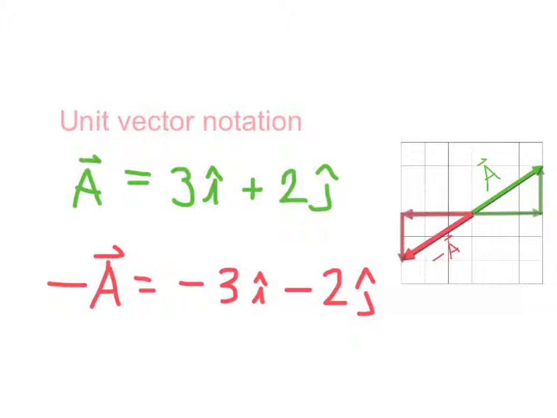So what is minus A telling us? It says that minus A points 3 units to the left and 2 units down. And if we look at the graph that we drew for the vector minus A, that's exactly what we see. 3 units to the left and 2 units down. The exact opposite of our original green vector A.